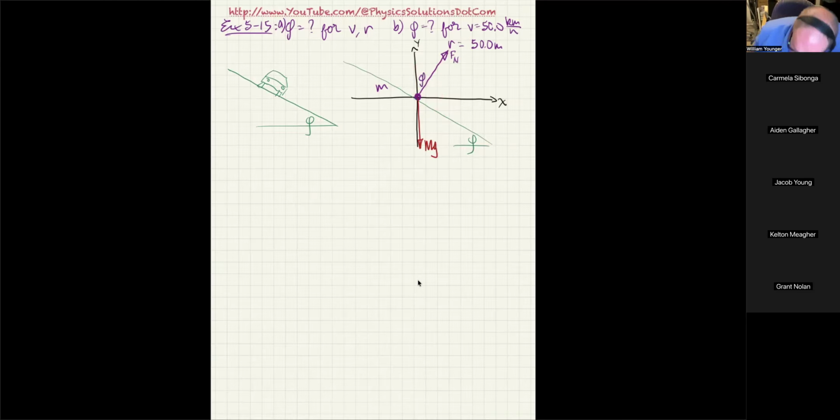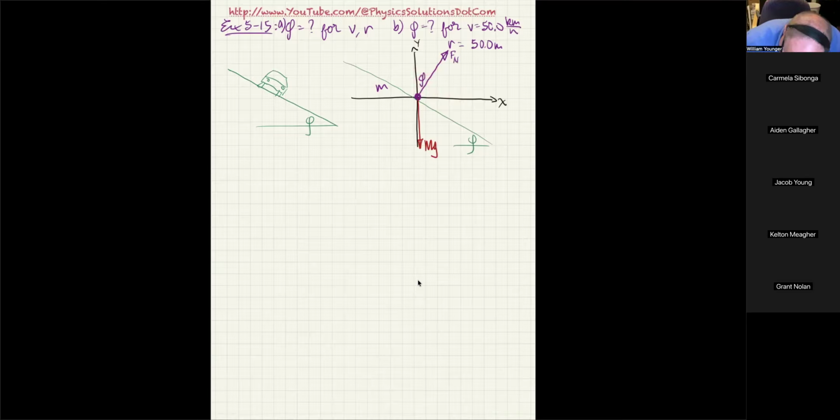Hopefully you followed that. Let me briefly go over it again. Parallel rays, this and this are alternate interior. So that's why this is phi. These two are complementary. So if this is phi, this is 90 minus phi. But these two angles are also complementary. So if this is 90 minus phi, this must be phi. So that's how I came up with that.